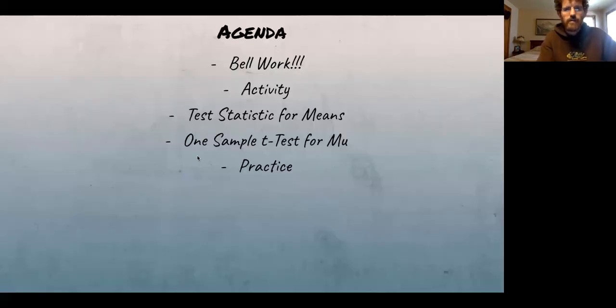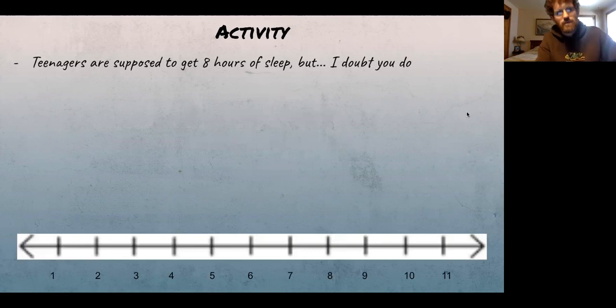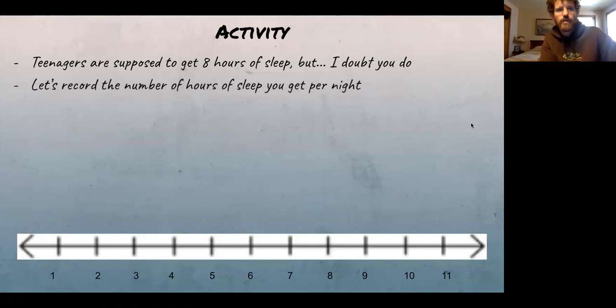We are going to be looking primarily at the one sample t-test. This is chapter 23, the second part of it. Hopefully if you already read it, this is going to be pretty straightforward. Let's just start with this. Teenagers are supposed to get 8 hours of sleep, but I don't think that's true for you guys. So we're going to record the number of hours you sleep.